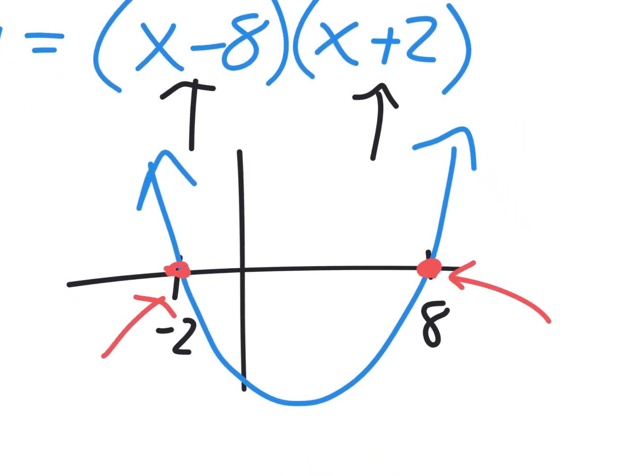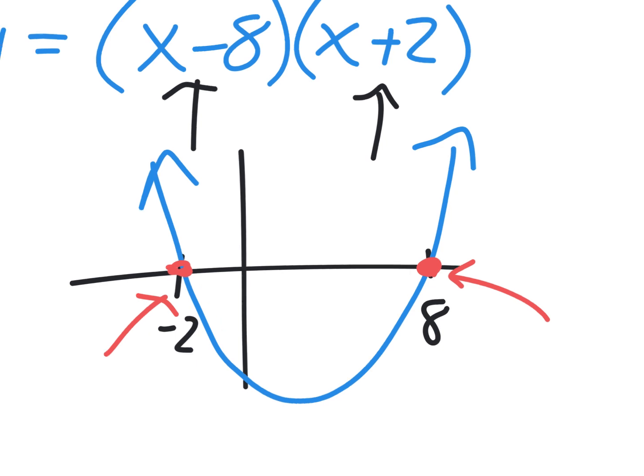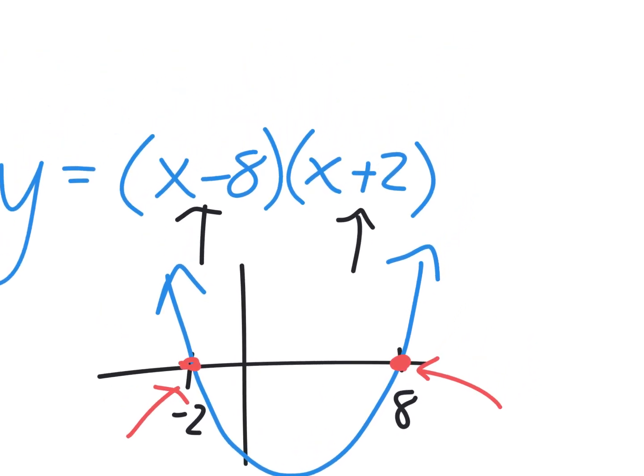And those spots have 4 names. They're called x-intercepts, roots, zeros, and solutions. So on the ACT, they typically will ask you for those. That's one of the things you have to be able to do on the ACT. And how would you get it?